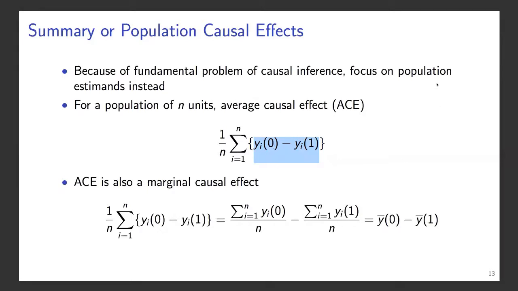You could also, of course, write this as I've done at the bottom of slide 13, which we might call a marginal causal effect. That is, you compare the average of the Y0s to the average of the Y1s in the population. Another way to interpret that average causal effect is what would happen on average if everyone in the population received control compared to what would happen if everyone received treatment. So those are two different ways that we could interpret this average causal effect parameter.